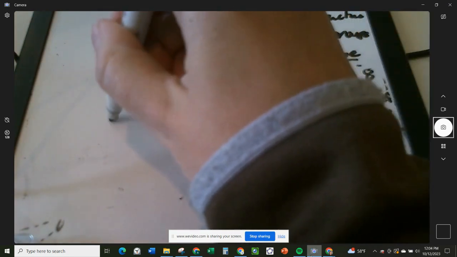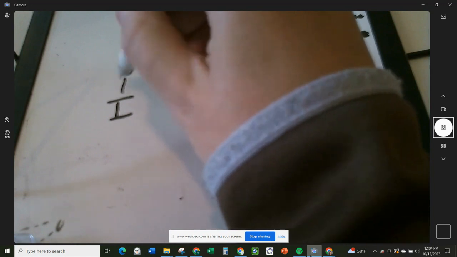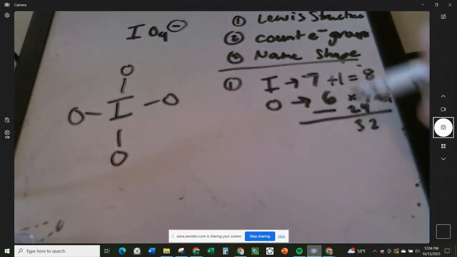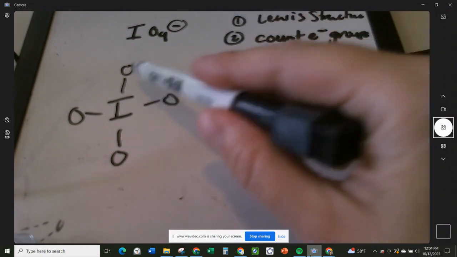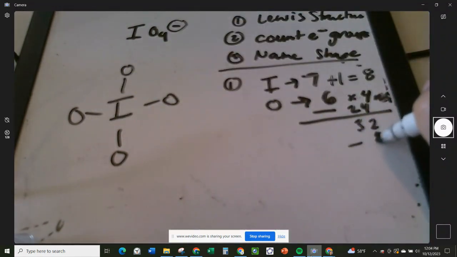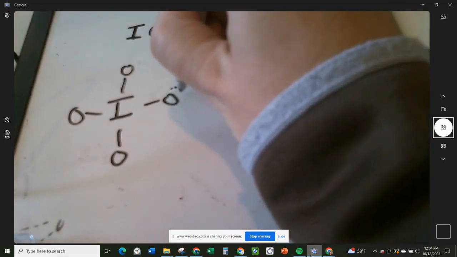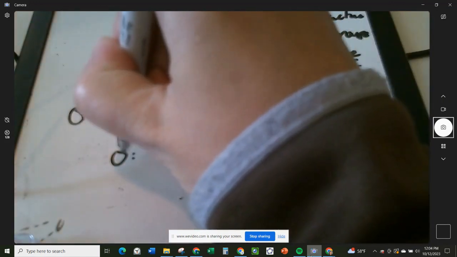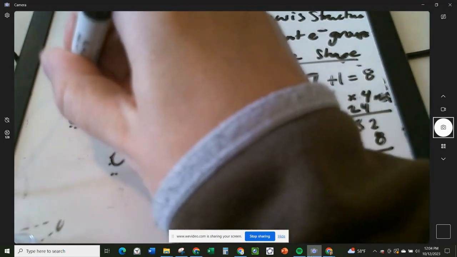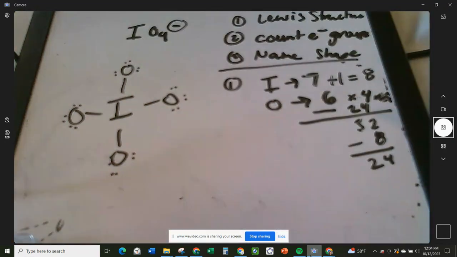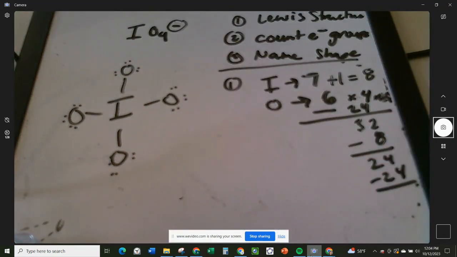So we're going to put iodine in the middle and then connect it to 4 oxygens. Okay. And remember, each bond is 2 electrons. 2, 4, 6, 8. So minus 8 gets us back to 24 electrons. So we have 24 electrons that we need to show here. Okay, so I'm going to start putting them on here. 2, 4, 6, 8, 10, 12, 14, 16, 18, 20, 22, 24. So we've shown all 24 valence electrons, and we have 0 left to show.